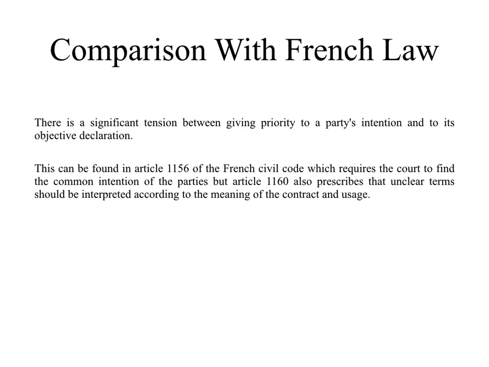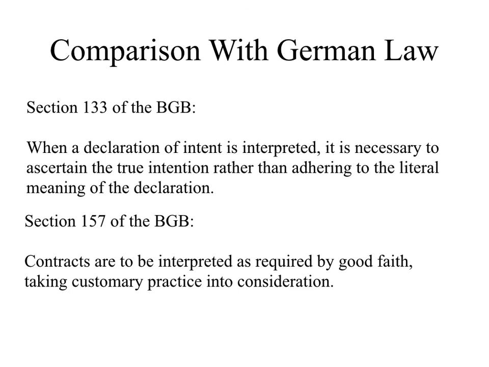With regards to Germany, this tension can also be found in section 133, that the aim of interpretation must be to ascertain the real intention, but it continues with section 157 with the rule that interpretation should take place in accordance with fairness and reasonableness, taking into account general principles.